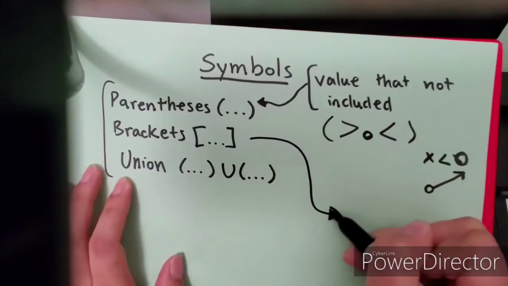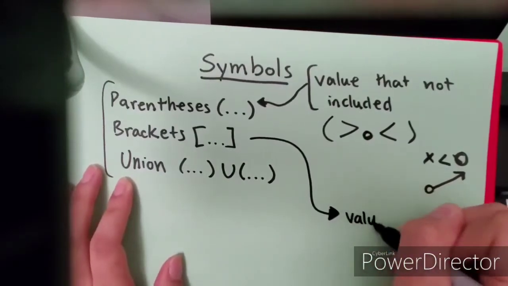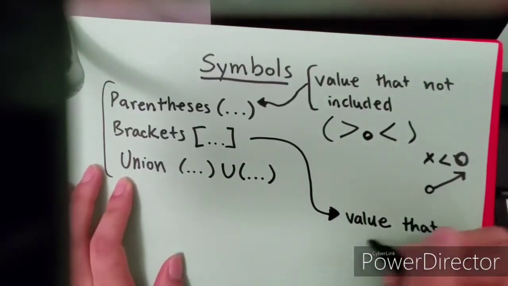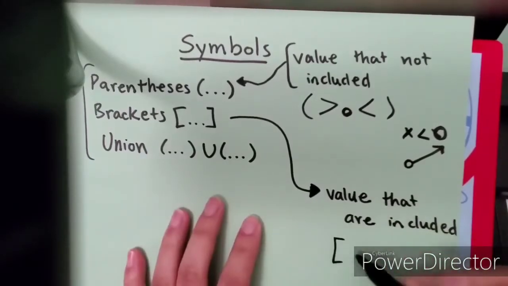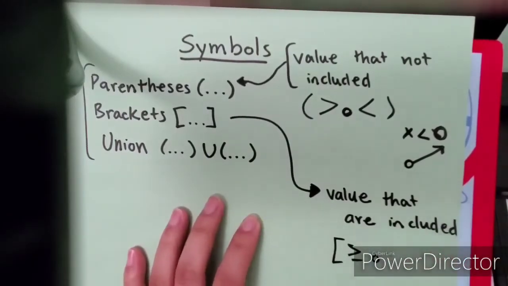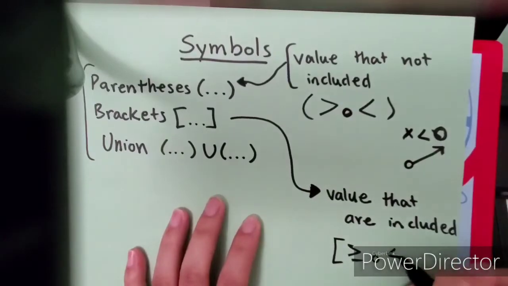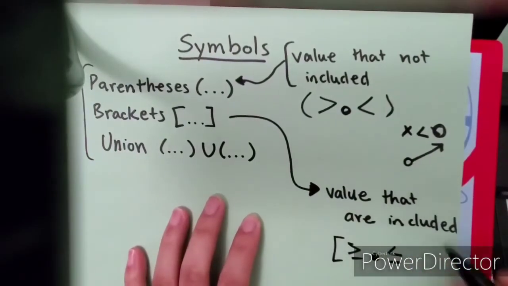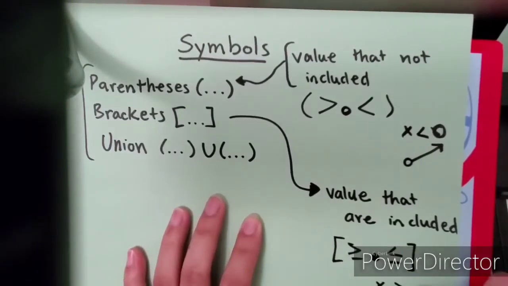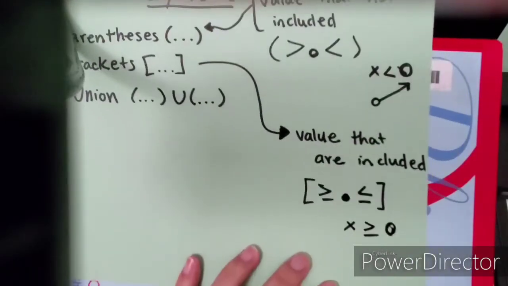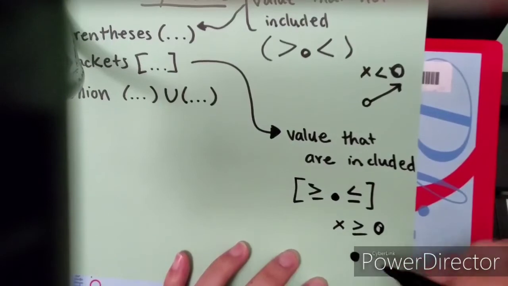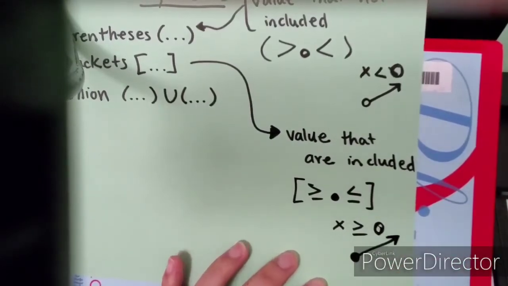For brackets, there are values that are included. And they will use the inequality of greater than or equal to. And it will have a fill-in dot. So if you were to see something like this, then it would be using brackets instead of parentheses. And it will have a fill-in dot on the graph.